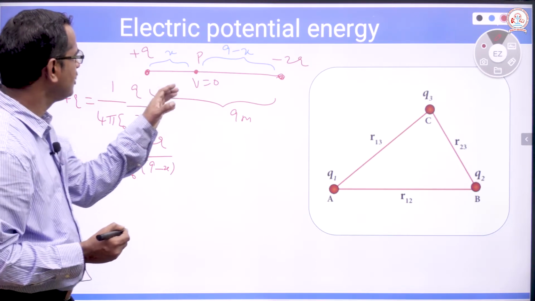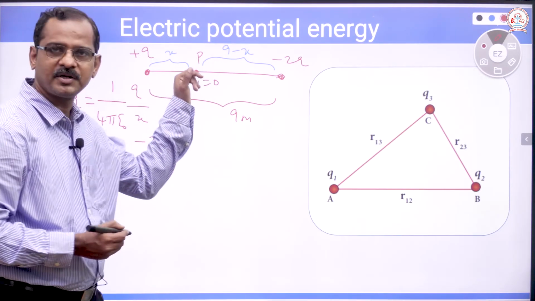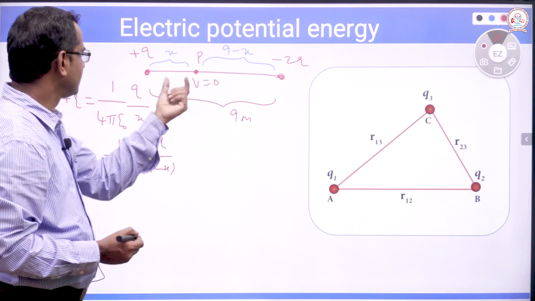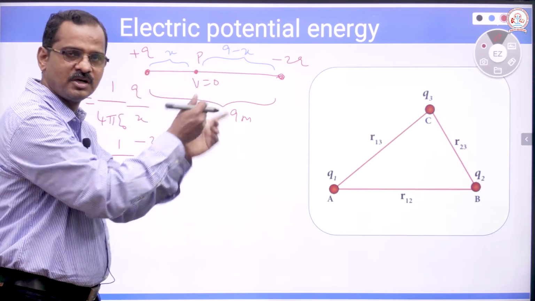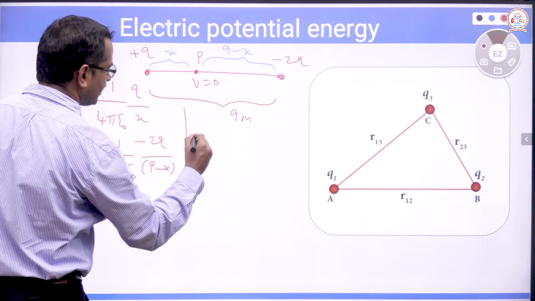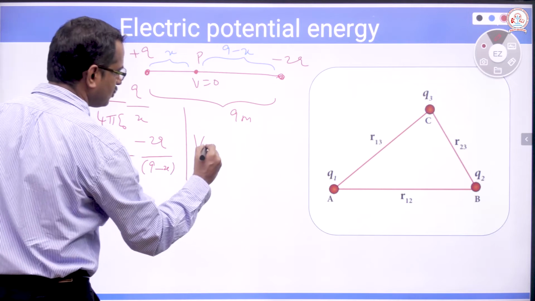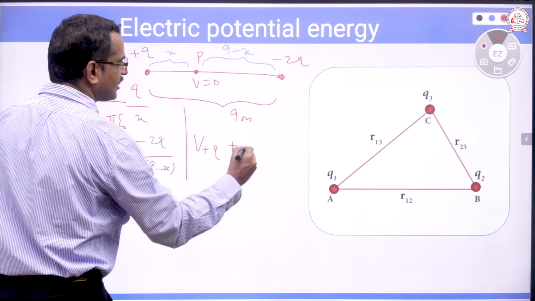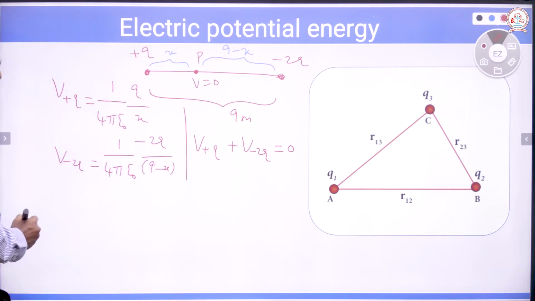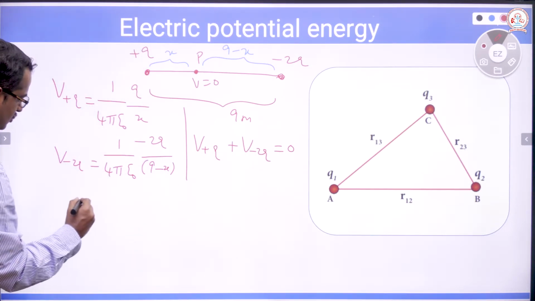If we ask at what point the electric potential due to the combination of the two charges will be 0, then we can add these two and equate to 0. It means the electric potential due to plus Q plus the electric potential due to minus 2Q is equal to 0 somewhere.